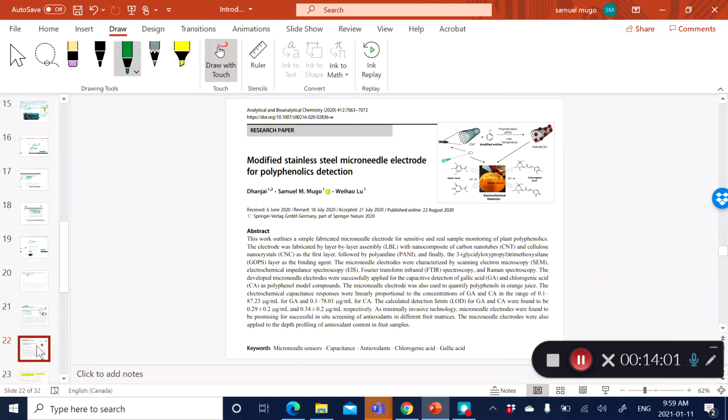And maybe lastly, this other paper published very recently by Wei Lu. Again, I've just said that she works with me currently as a full-time research assistant, but previously a Chem 311 student. And she published a paper on using microneedle sensors for detection of plant metabolites, such as polyphenols.